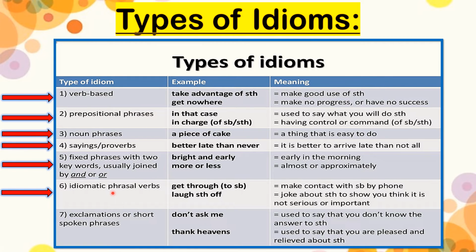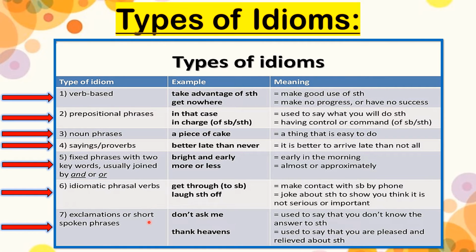Number 6, idiomatic phrasal verbs. Example, get through to somebody, laugh something off. Get through to somebody means make contact with somebody by phone. Laugh something off means joke about something to show you think it is not serious or important.